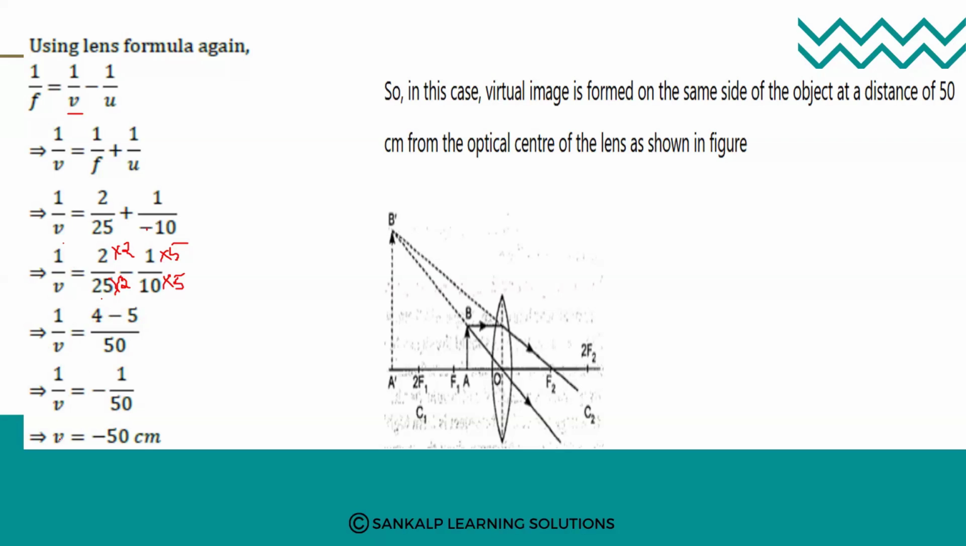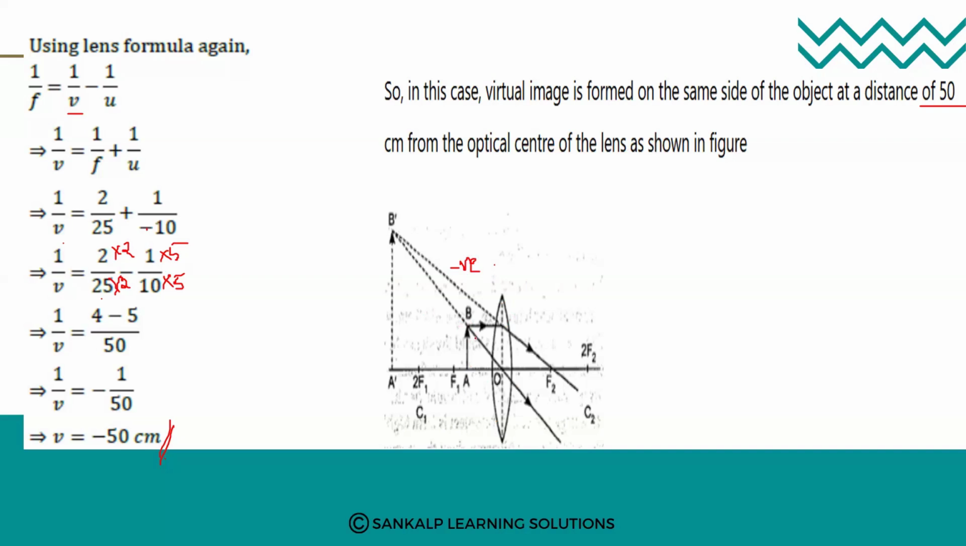Then what is the value of v? v is equal to minus 50 centimeter, right? Now here it is minus. Minus means what? It is a virtual image. So in this case, the virtual image is formed on the same side as that of the object at a distance of 50 centimeter from the optical center of the lens as shown in the figure. So observe here. Now this is a convex lens. Now the object is here. That means left side of the lens. That we consider as a negative.